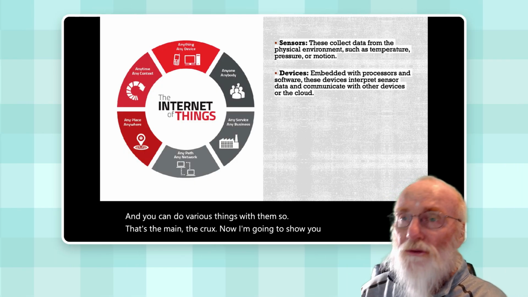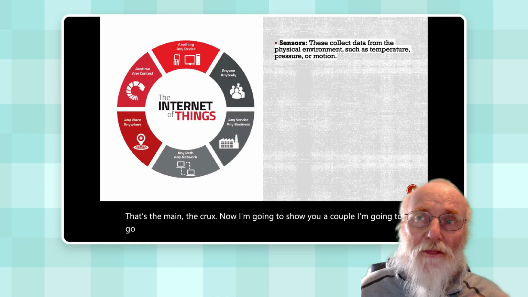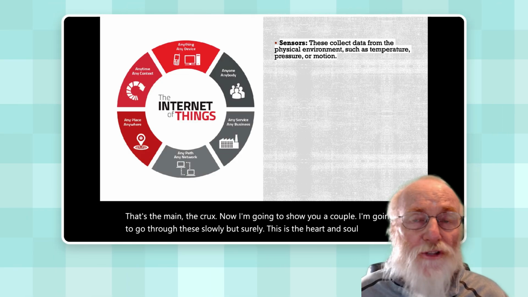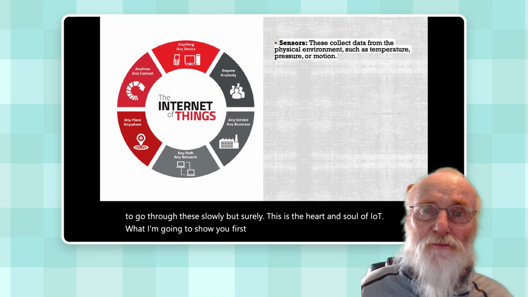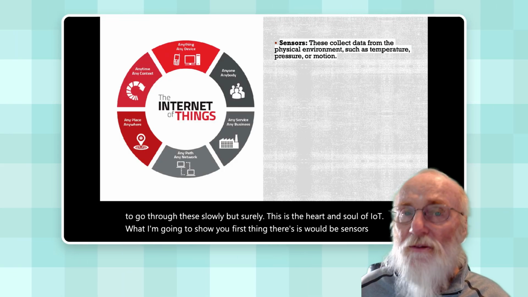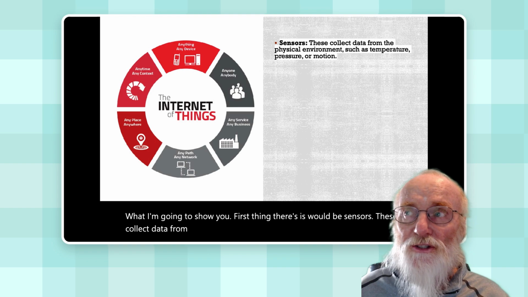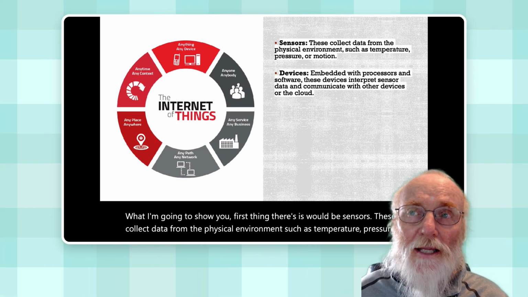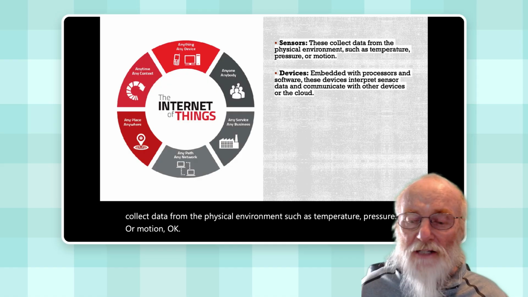Now, I'm going to show you a couple of things. I'm going to go through these slowly but surely. This is the heart and soul of IoT. First thing would be sensors. These collect data from the physical environment, such as temperature, pressure, or motion.